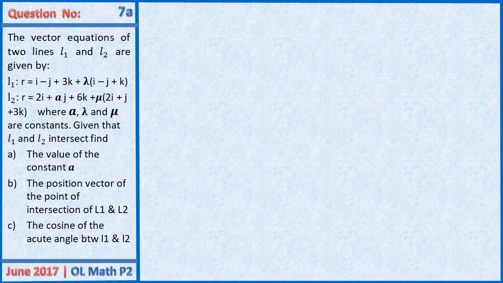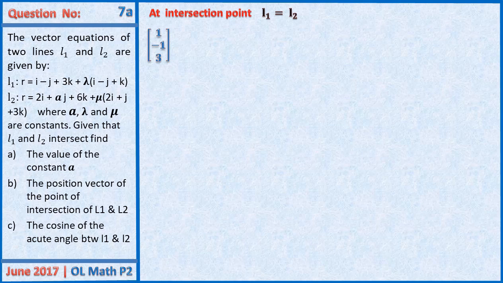The vector equations of two lines L1 and L2 are given by those equations, where alpha, lambda, and mu are constants. Given that the lines L1 and L2 intersect, find the value of alpha at the point of intersection. So if the two lines intersect, you just have to equate the two lines at the point of intersection. L1 must be equal to L2. So in matrix form, we have (1, -1, 3) plus lambda into (1, -1, 1) should be equal to (2, alpha, 6) plus mu into (2, 1, 3).